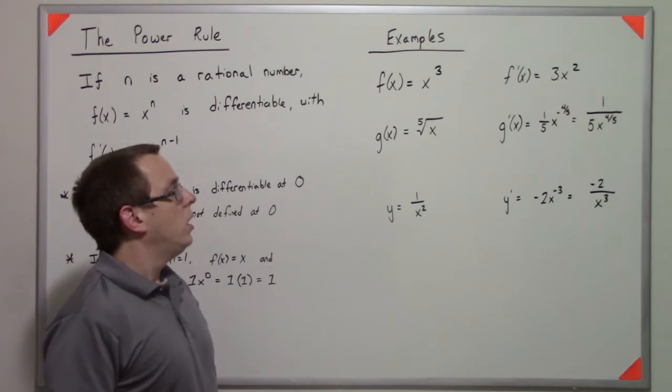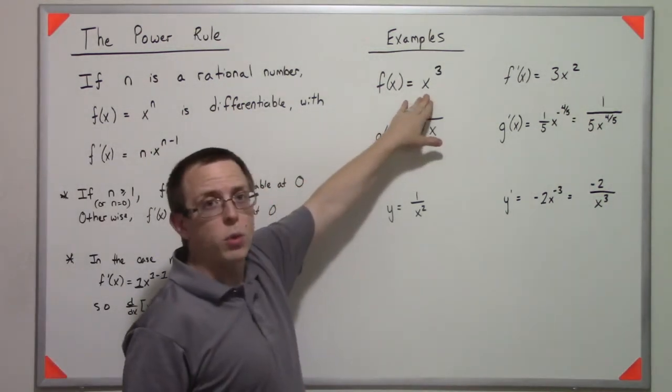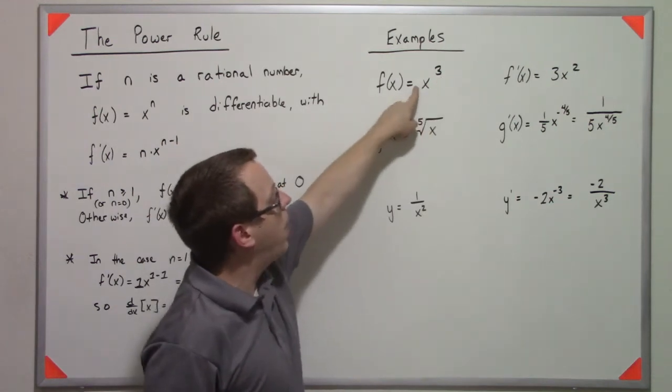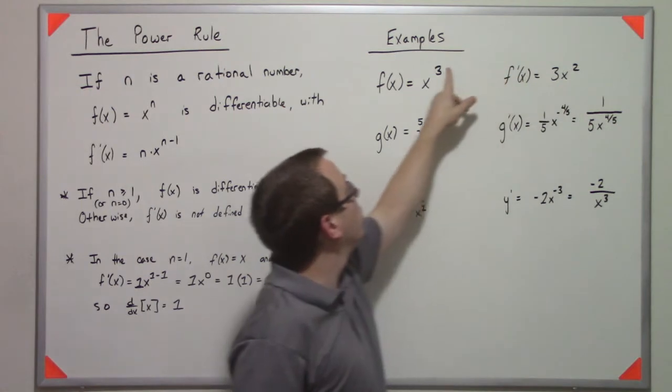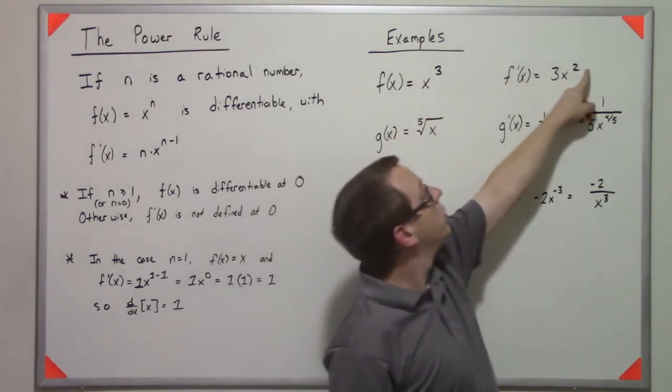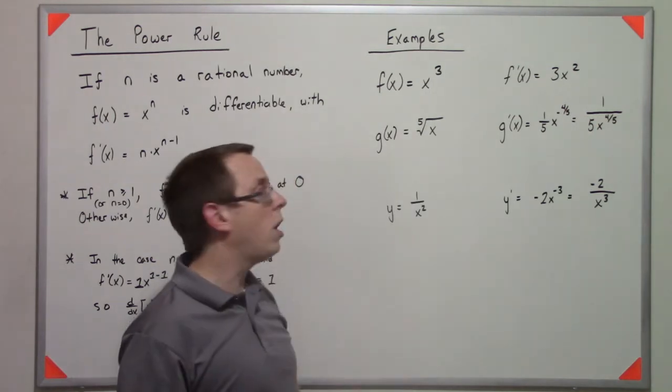Some examples here. The first one is just x cubed. Following the formula, you bring down the power to the front, and you subtract 1 from the power. So 3 comes down to the front, subtract 1, you have a 2. Easy peasy. The second one's a little more complicated.